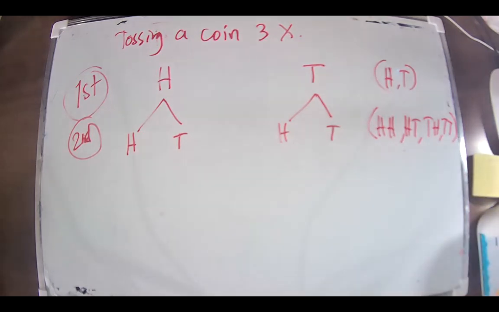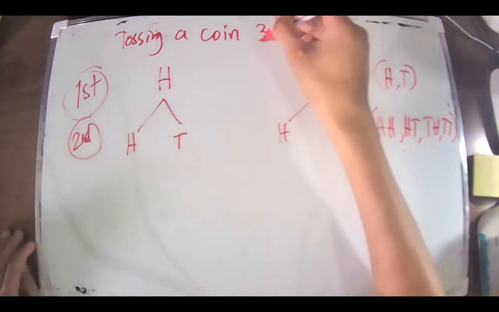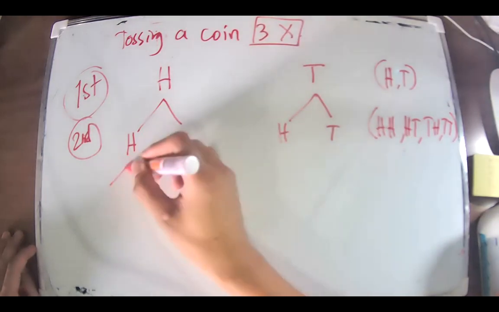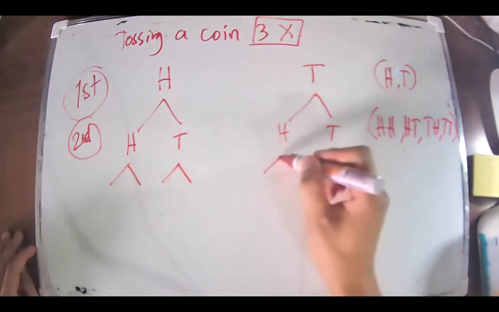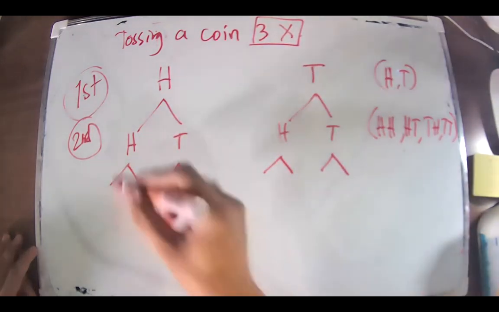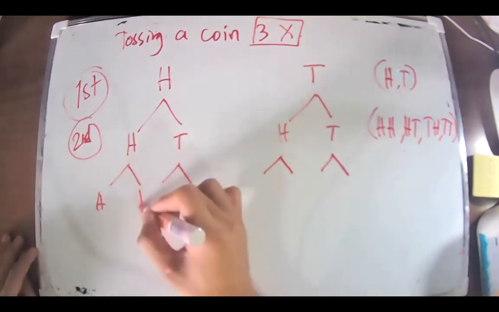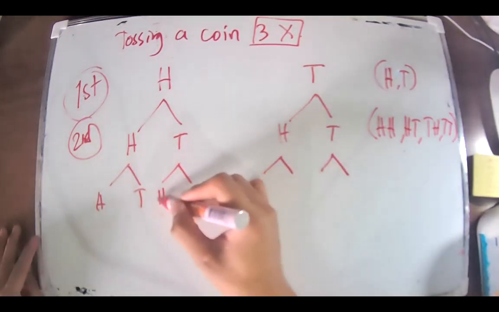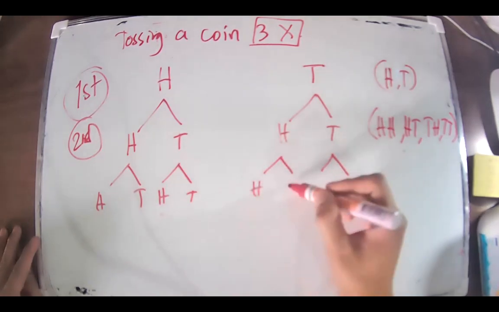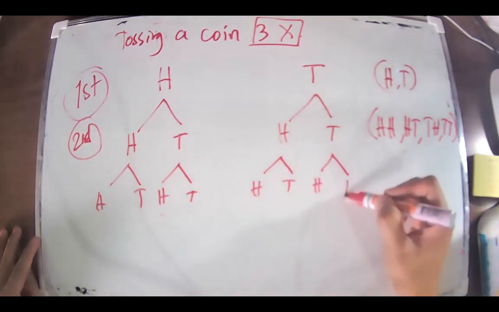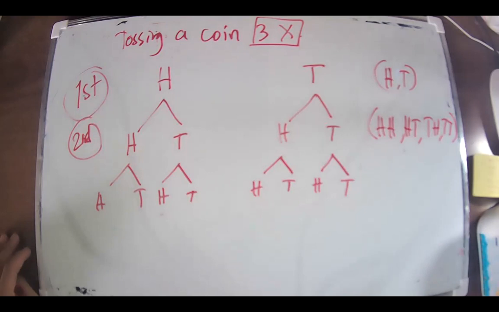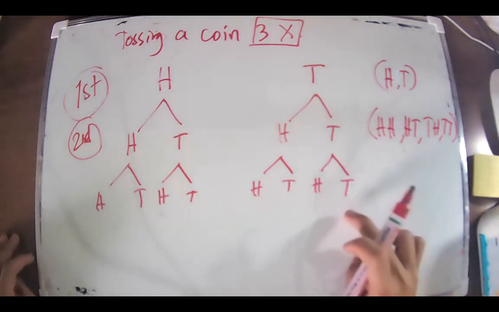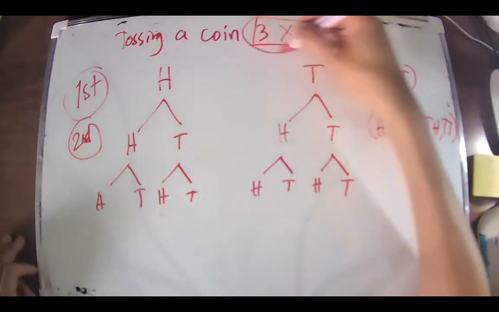Okay? Now for the last toss, since we have 3 times, another layer. And so ang H magiging H, T ulit, yung T, H, T ulit, and so on. Okay? So for the third, ito yung pinaka-clue natin.